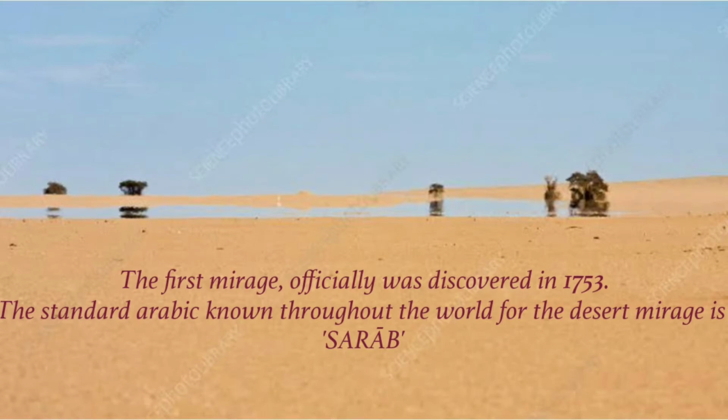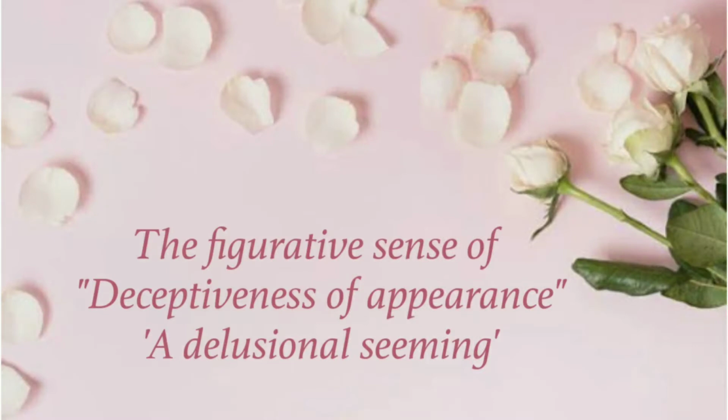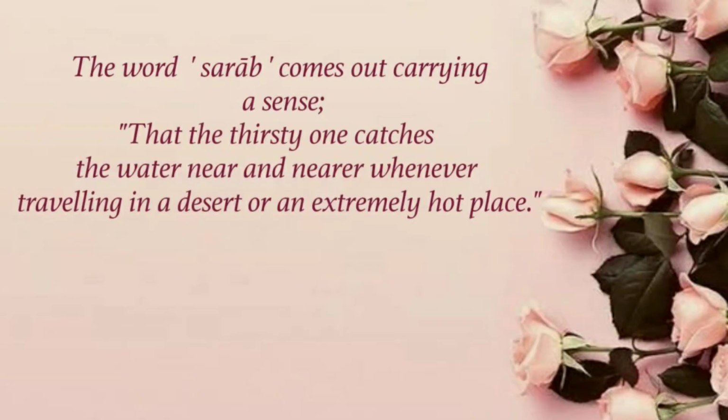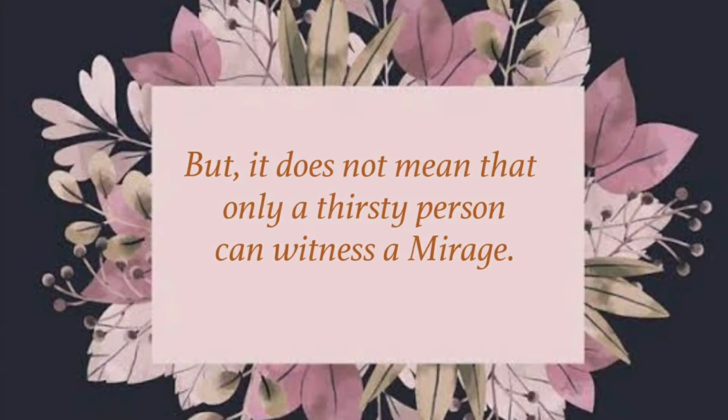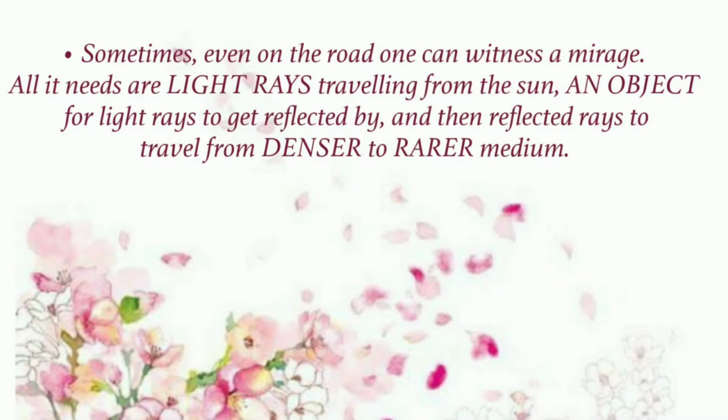The standard Arabic word known throughout the world for the desert mirage is sarab. It has the figurative sense of deceptiveness of appearance, a delusional seeming. The word sarab carries a sense that the thirsty one catches the water nearer and nearer whenever traveling in a desert or an extremely hot place. But it doesn't mean that only a thirsty person can witness a mirage. Sometimes even on the road one can witness a mirage.